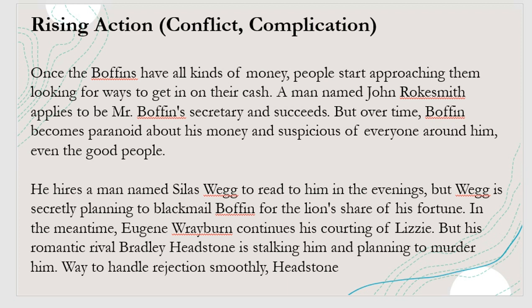He said, I need to hire a man to teach me, as he is an ignorant man. You know, Mr. Buffin is just ignorant. He didn't read, or he's not educated. He hired a man called Silas Wigg to read for him every evening. But Wigg is secretly planning to blackmail Buffin for the lion's share of his fortune. So he's trying to play around until he found a way to ask Buffin for such money.